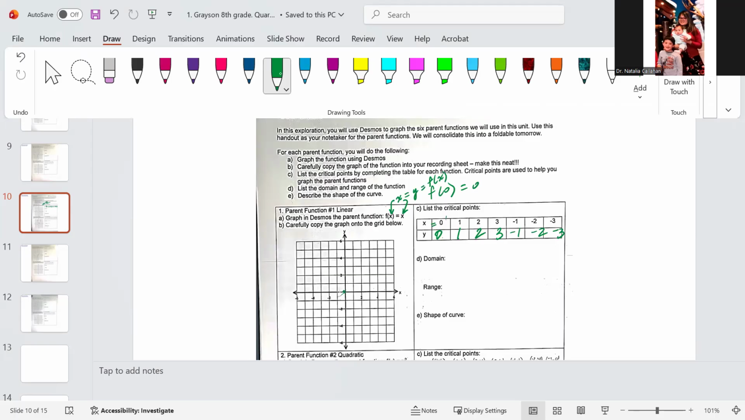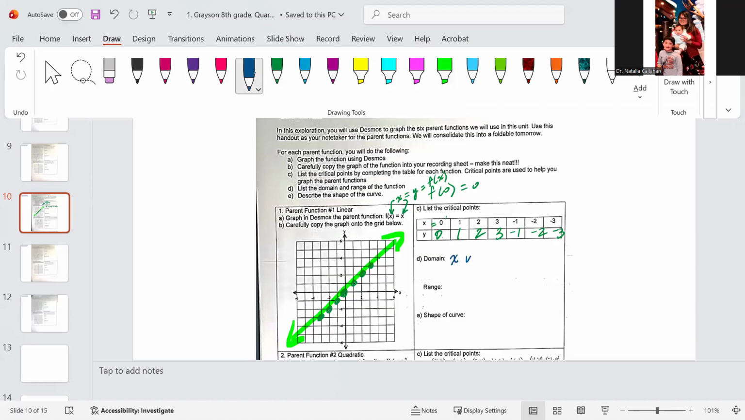0, 0 is the first coordinate. 1, 1, 2, 2, 3, 3, -1, -1, -2, -3. And when you look at this, what do you notice about this? Just a straight line through the origin with a slope of 1, right? Yeah. What is your domain?